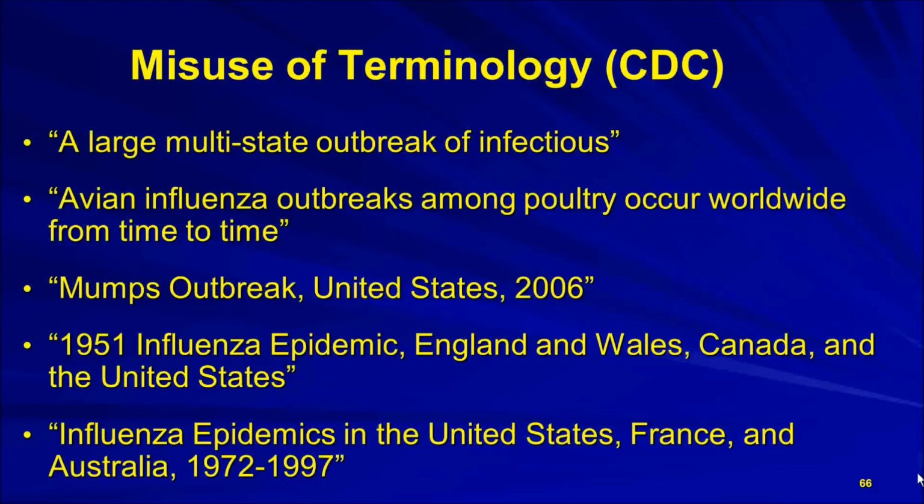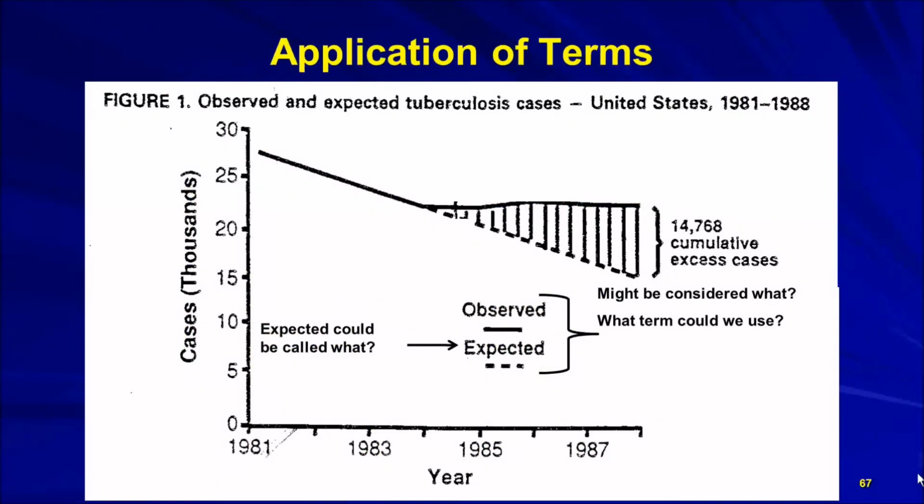Now, an avian influenza outbreak among poultry occurring worldwide from time to time, and you know what that is. That's a pandemic. Now, I'm not going to go through all these, but I want you to understand, and you ought to be able to classify them by the definitions that we just used. Okay, this is a little tricky, but it's a good exercise for you. And it says observed and expected tuberculosis cases, United States, 1981 to 1988, and you can look at the person, place, and time variables.